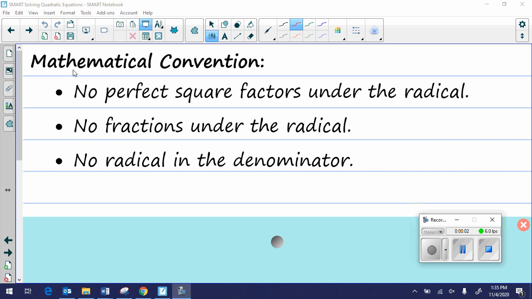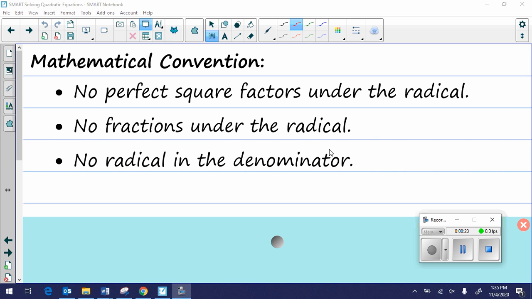In this video, we're going to look at that mathematical convention that we talked about in class. We had done the no perfect square factors under the radical, but the two things we didn't talk about were the no fractions under the radical and no radical in the denominator. So again, this is just how mathematicians simplify radicals. It's how we want to write them.